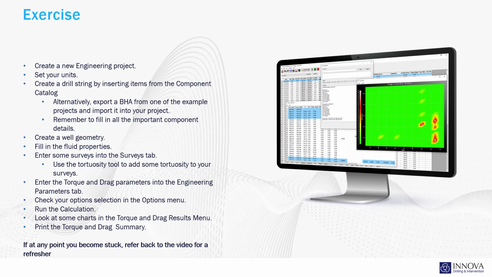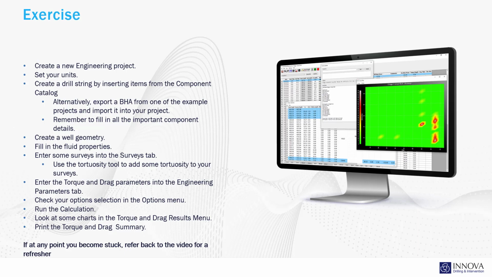Alternatively, you can export a BHA for one of the example projects and import it into yours. Make sure that you fill in all of the important component details for your drill string. Then create a well geometry and fill in your fluids properties. Then enter some surveys into the survey tab. If you need to, you can copy surveys directly from one of the example projects. And if it's required, don't forget to use the Tortuosity tool to add some tortuosity to your surveys.